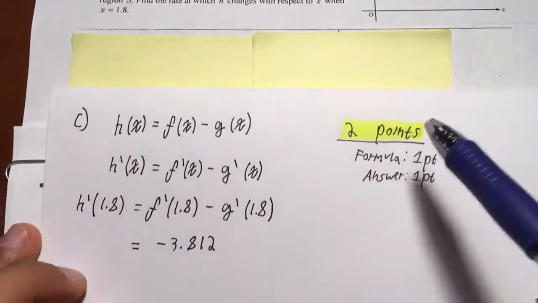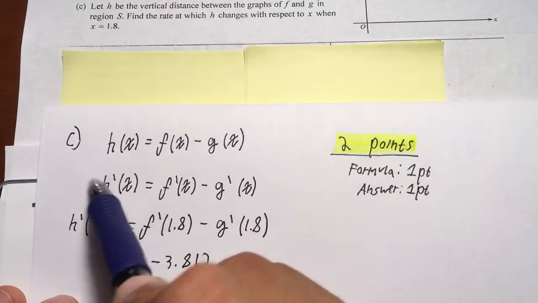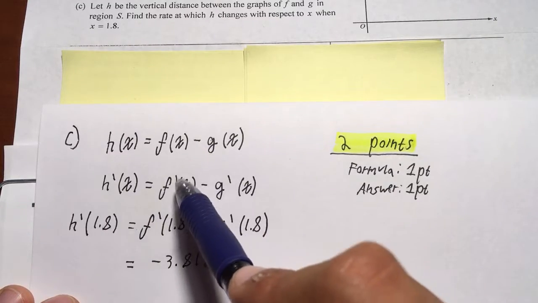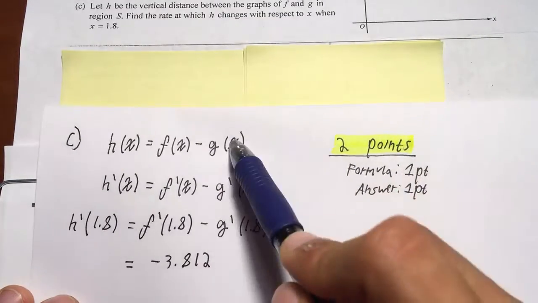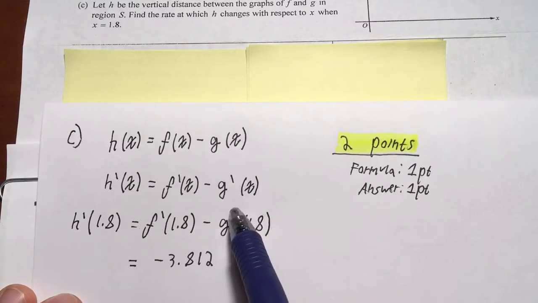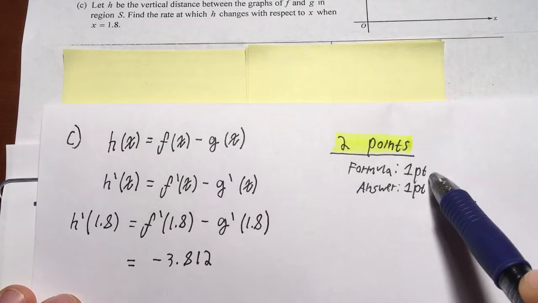Now they want the rate at which h changes. And anytime you hear rate, you know that in calculus, a rate is the same thing as the derivative. That's the key concept here. So the derivative of h is simply the derivative of whatever we have here. So instead of f of x minus g of x, it's f prime minus g prime. That's it. Already, this single portion right here is going to get you 1 point.